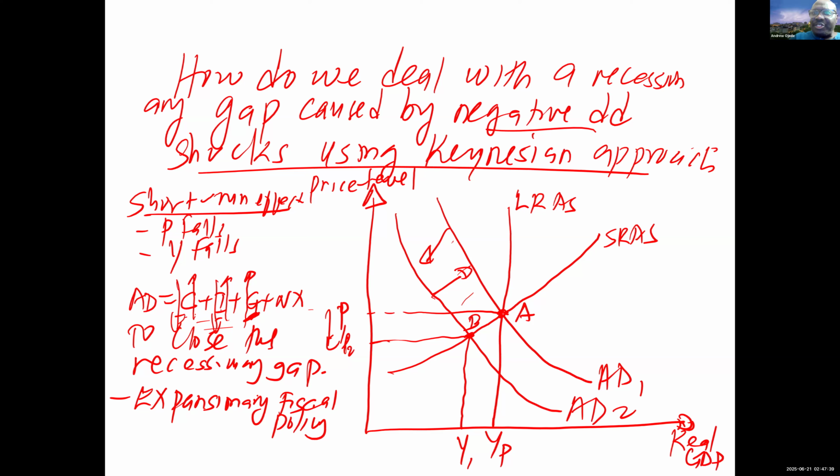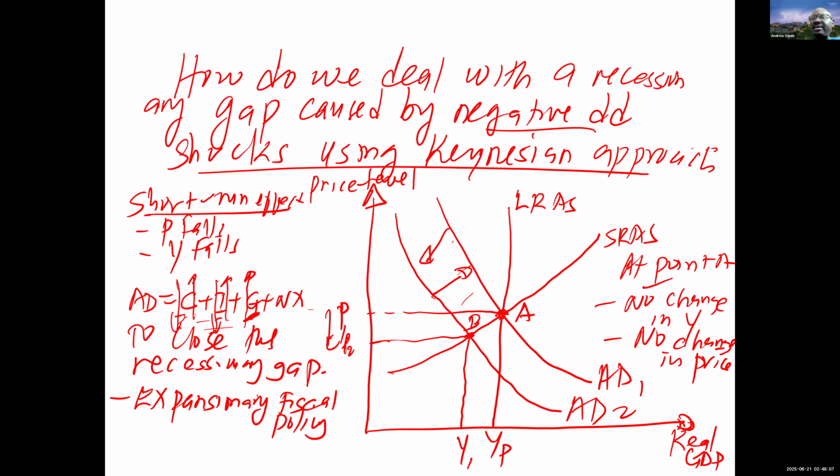So the economy first shifted from point A to point B, then we're going to shift it back to point A. So at point A, we are back in the long run. At point A, there's no change in what? No change in real GDP and no change in price. That's right, because we went back to point A. Now that is using fiscal policy.